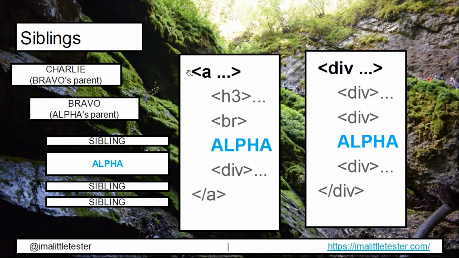We will call this parent Bravo, and we will go on and on. Bravo's parent will be named Charlie. So this is just for example purposes for us to understand it properly. And I will show you how to identify the selectors for alpha on several levels. I will start with showing you how we can identify the selector on two levels.